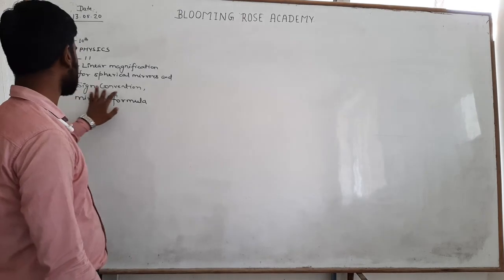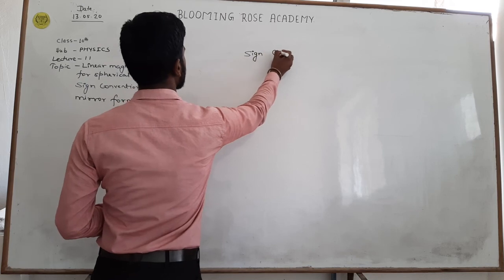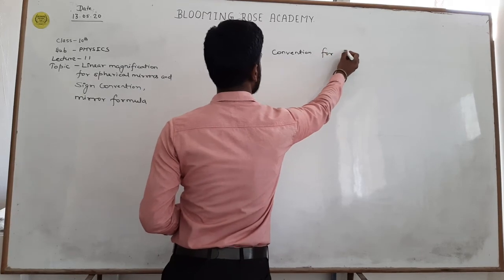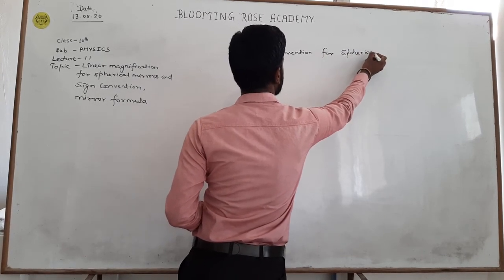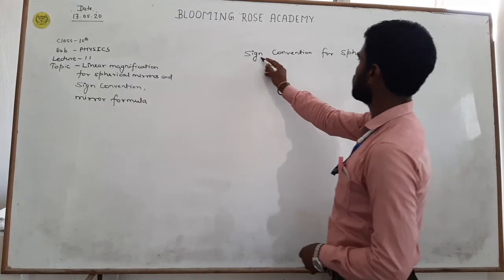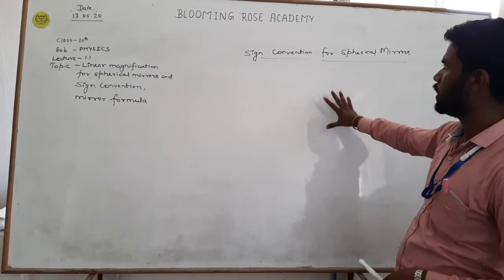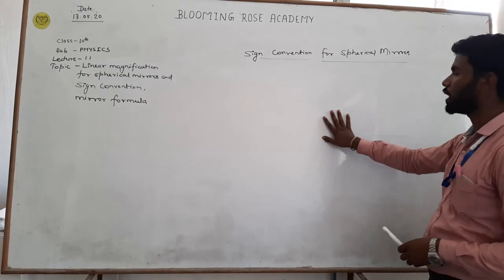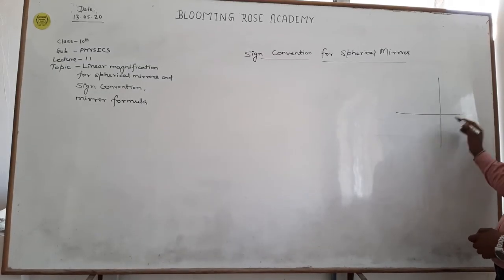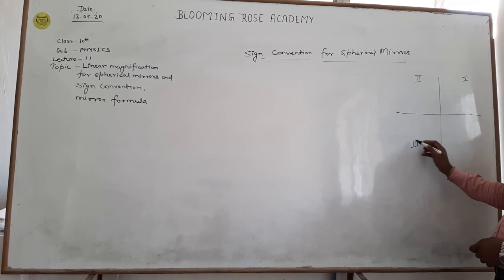Now we will discuss the sign convention for spherical mirrors. Sign convention is important to solve the numericals of spherical mirrors, and this sign convention is just like the Cartesian plane. As you have studied in the Cartesian plane, there are 4 quadrants: first, second, third and fourth.